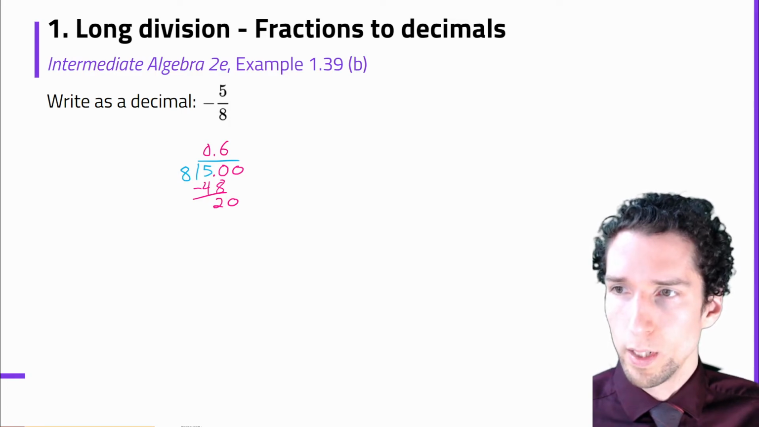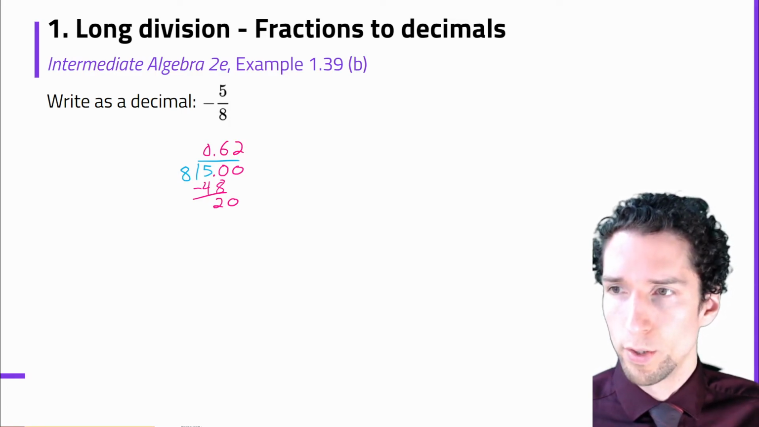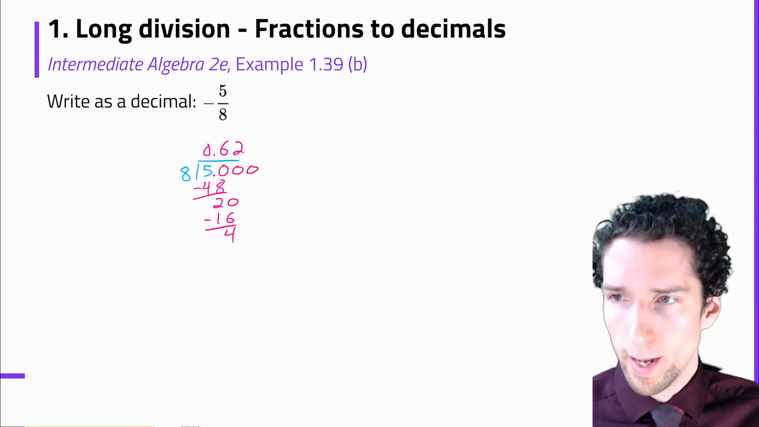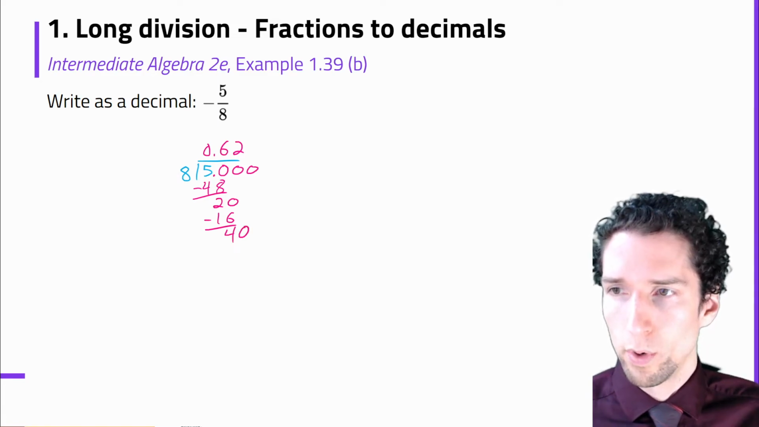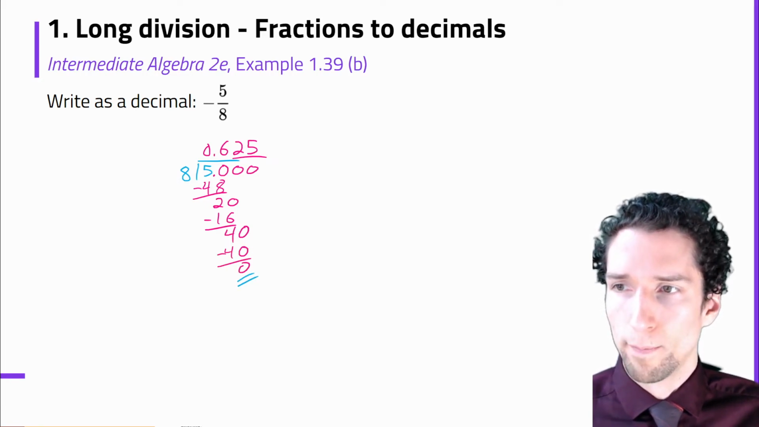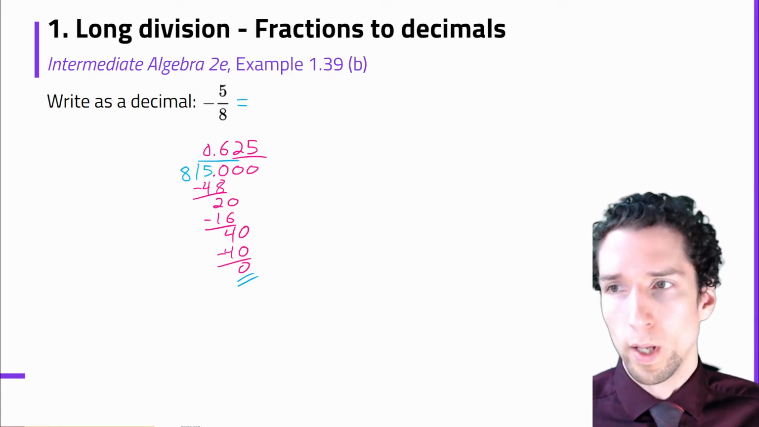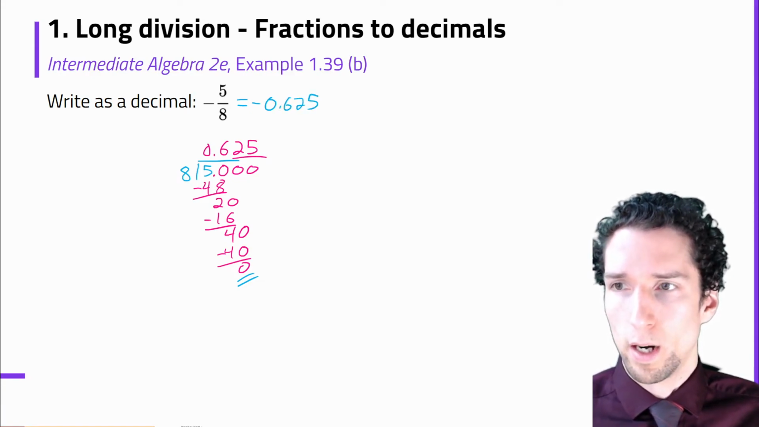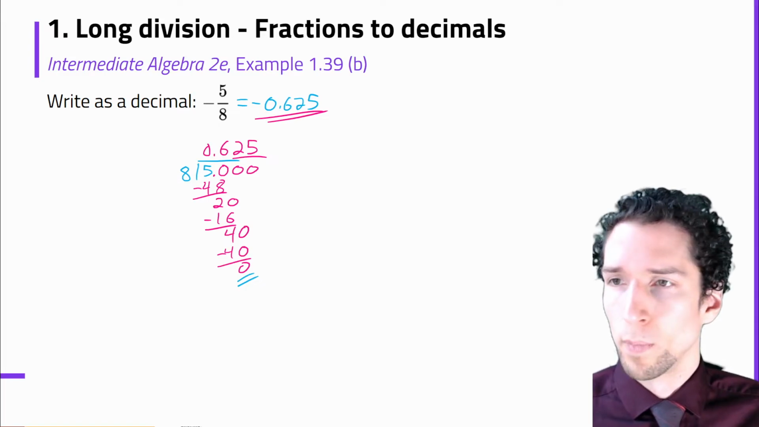8 into 20, that's 2, so 8 times 2 is 16. So 4, okay, now it looks like we're going to be finished. 8 into 40, that's a nice clean 5. 40 and 0. Okay, so our answer here then, and we put our negative sign back in front, negative 0.625. That is our exact result.